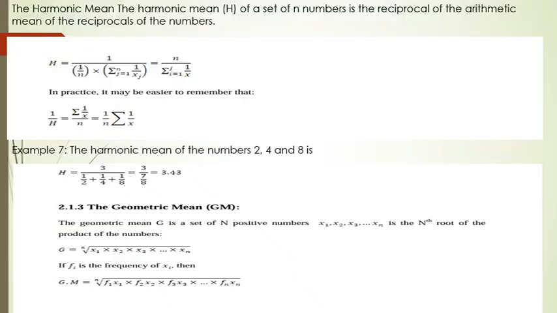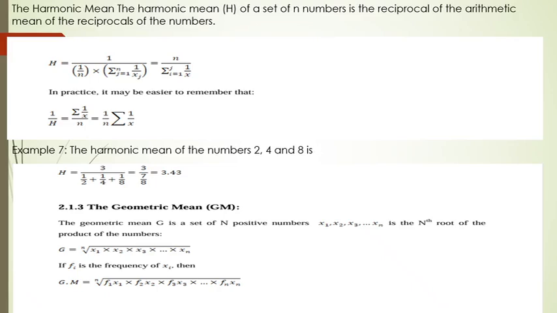Now let's go to the harmonic mean. The formula for calculating harmonic mean is 1 all over 1 over n times summation of 1 over xj, as given in the study material. In practice, it may be easier to remember that our harmonic mean is n all over summation, i ranges from 1 to j, of 1 all over x.